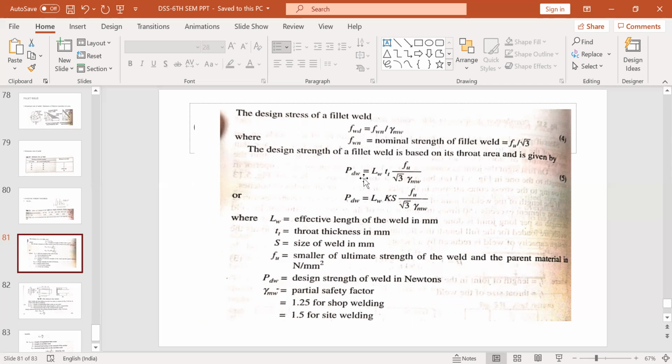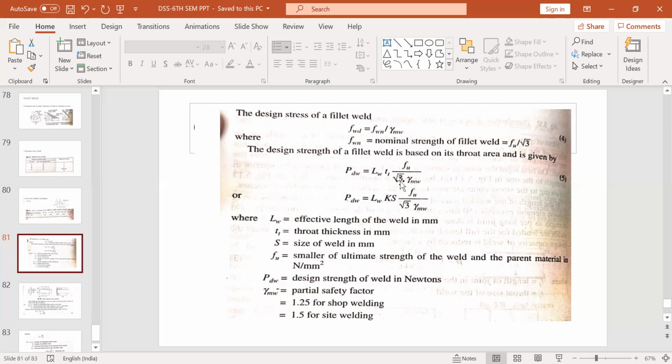This is a simple calculation. Force is equal to stress into area. So this is force, and what is the stress? Fu by √3 is the strength. Here Fu is the ultimate stress. Fu by √3 is your nominal strength, and dividing by gamma MW gives your design strength.